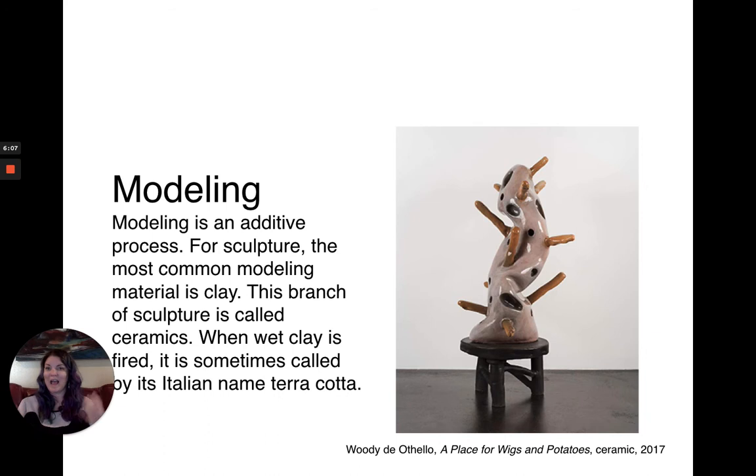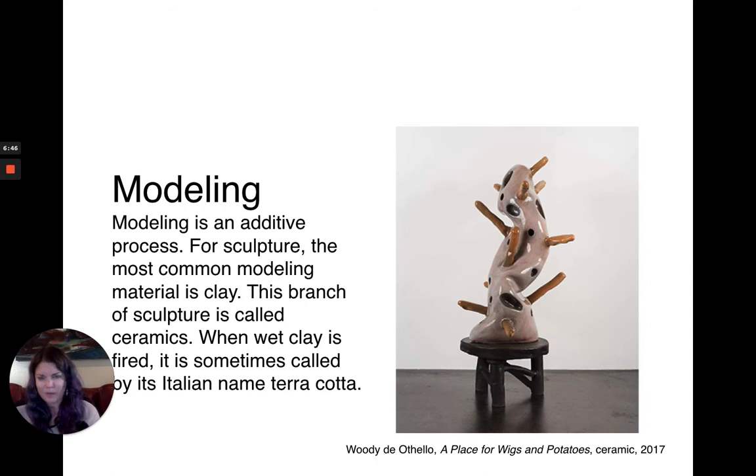Modeling is an additive process. For sculpture, the most common modeling material is clay. This branch of sculpture is called ceramics. And when wet clay is being molded, being formed, being modeled, and then it's fired, it's sometimes called terracotta, which is also a specific kind of clay. So you have terracotta, you have earthenware, you have stoneware, you have porcelain, you have raku. There's all different kinds of clay, but this branch of sculpture is generally called ceramics.